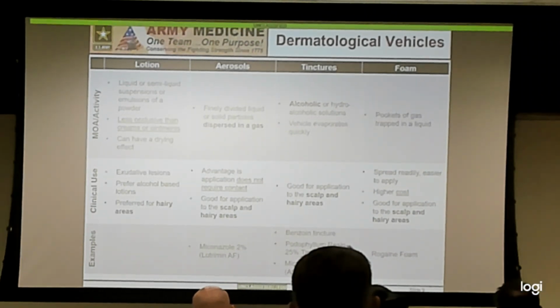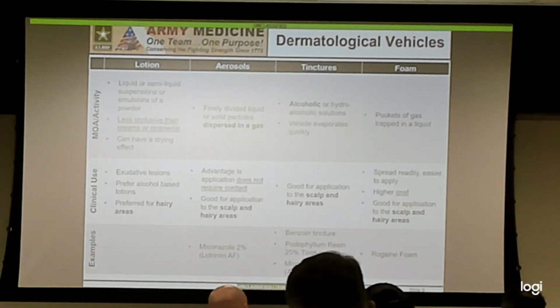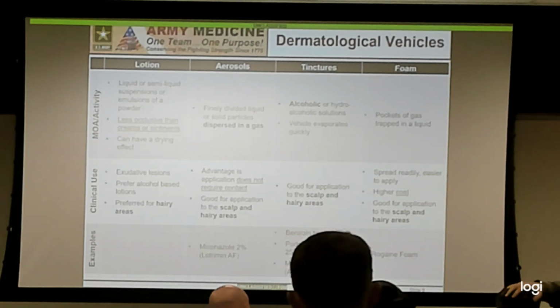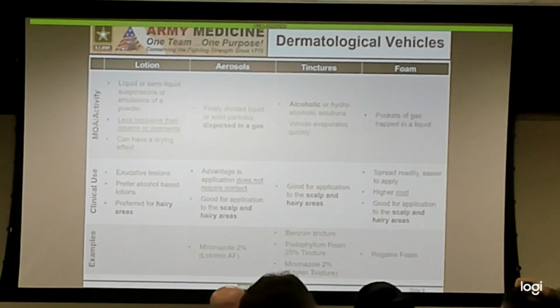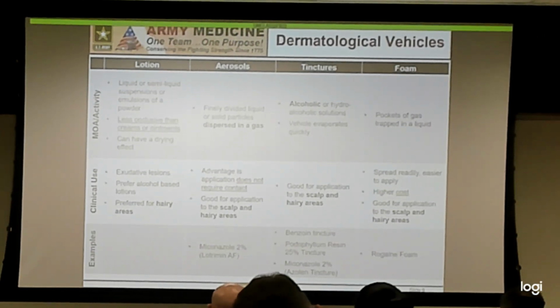Our tinctures, okay, these are not used as much anymore as we used to use them back in the day. They're very, very strong, and you can smell the alcohol that is in them. So not a lot that we would be prescribing this in the MTF, but they are something that we can use. And because of the high alcohol content, you see that they will dry very rapidly. So that's why it says evaporates very quickly. Good again in our hair and our scalp areas because it's not greasy and it's going to evaporate quickly.